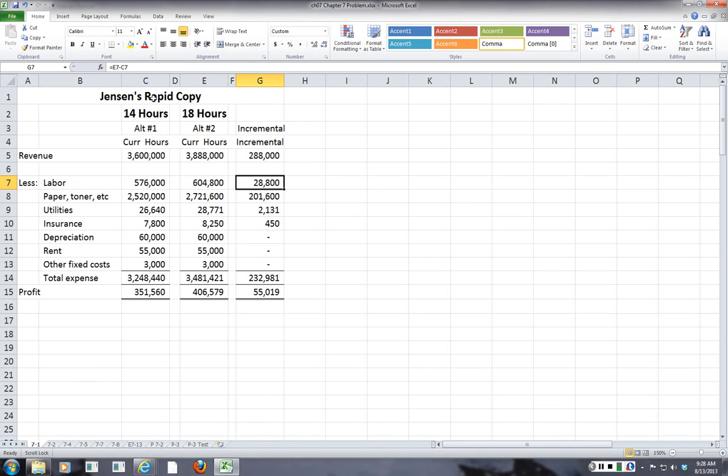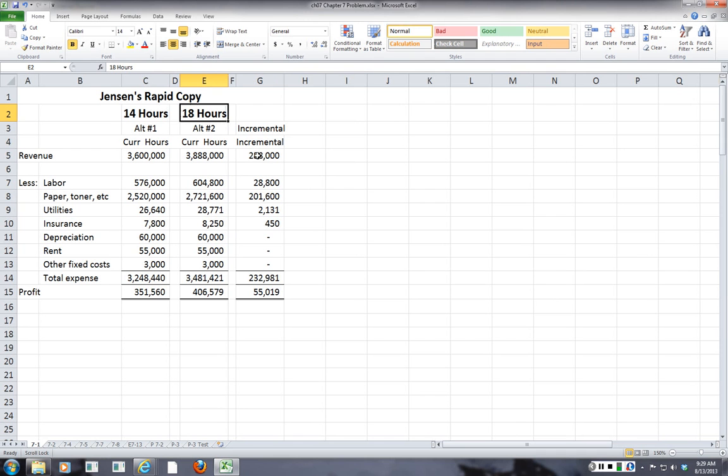They're open 14 hours a day and they make $3.6 million, and they've got a cost of $3,248,440, so they make a profit, as you can see, of $351,560. Well, they want to see what happens to our revenues and costs if we stay open another 4 hours. So we stay open 18 hours a day.